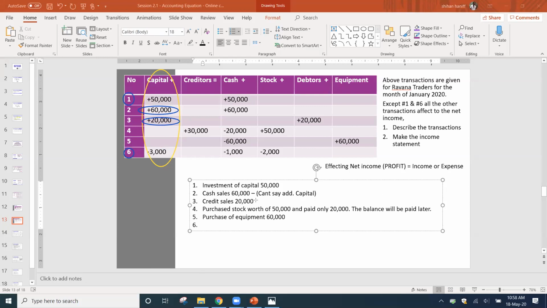Third transaction, credit sales. Debtors increase means we are selling on credit. Now here you need to understand there are a few ways you can record the credit sales. The third transaction is income. It's a sales, it's an income.